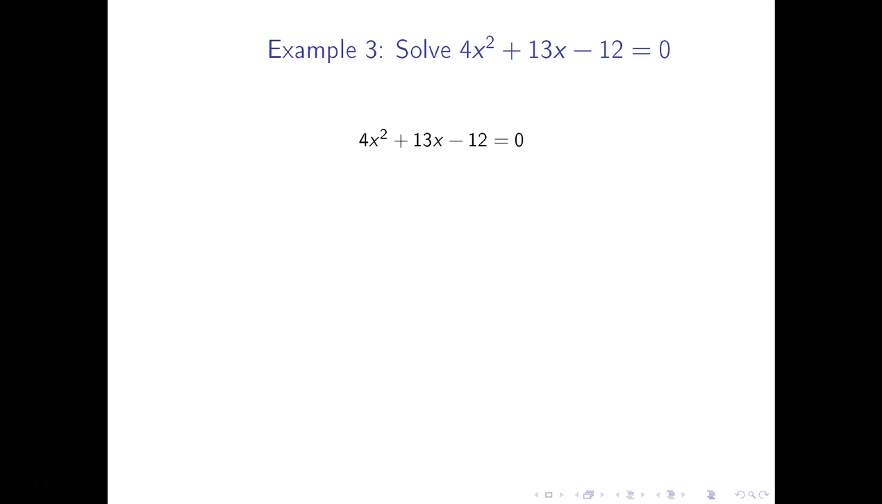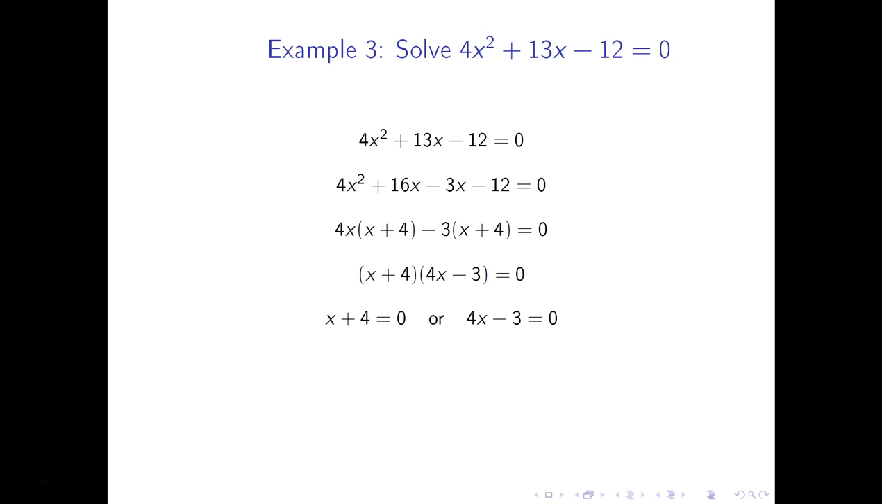Well, welcome back. When you're factoring this, if you do the AC method, 13 will break into positive 16 and negative 3. And you can factor that all the way down into 4x minus 3 and x plus 4. Now you can set each of those equal to 0 and solve them. You end up with x is negative 4 or it's positive 3/4. I'm going to write it that way.